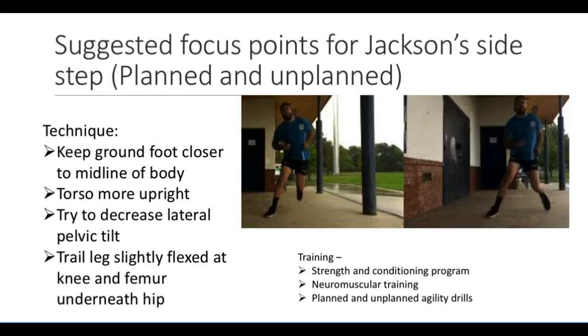The first one will be keeping his foot closer to the midline of the body. By keeping his foot closer to the midline, this will allow for greater hip extension and thus more power and acceleration to propel the body forward in the opposite direction, allowing for an increase in performance. It will also allow for his torso to stay more upright and a decrease in knee valgus angle. This means that there is less likelihood that he will get hurt or injure the ACL during the side step.